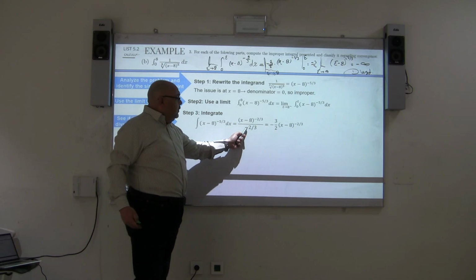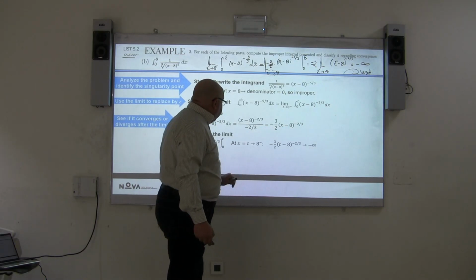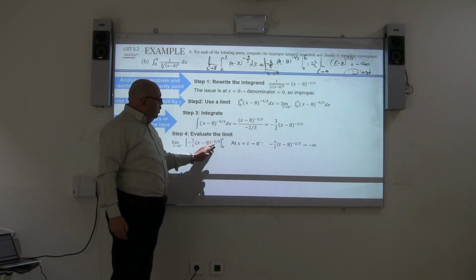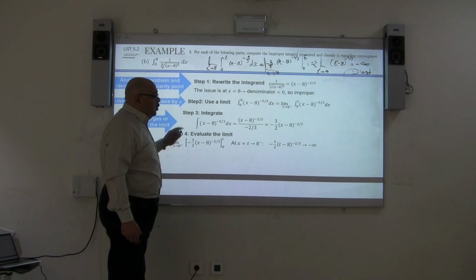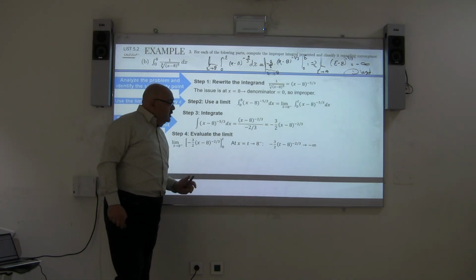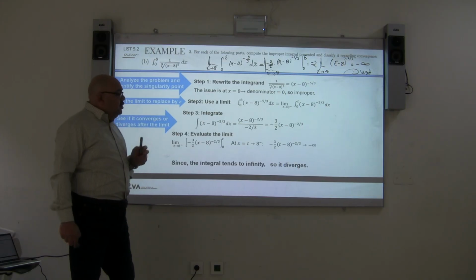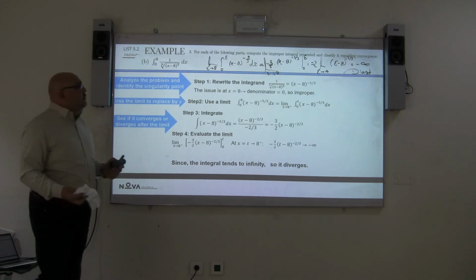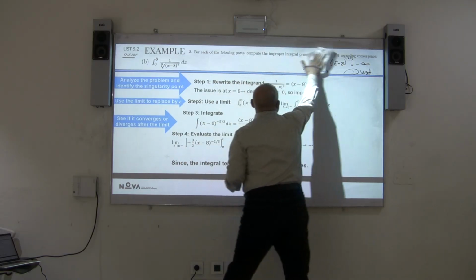The next step is to start to use the limit, which is going to lead you to negative 3 over 2 times x minus 8 to the power of negative 2 over 3 from 0 to t of epsilon, and the epsilon tends to 8. Once it hits 8, it will be undefined. So since the limit doesn't exist, it's an undefined value, then your integration is divergent. That's the first part of the improper integral, as you can see, that we will need to deal with.